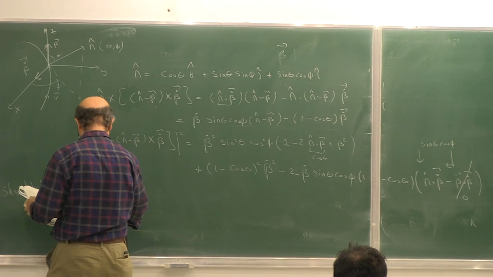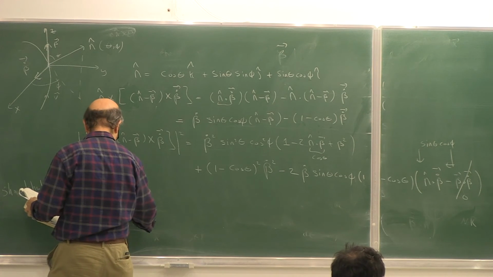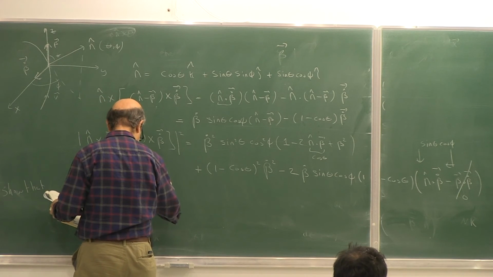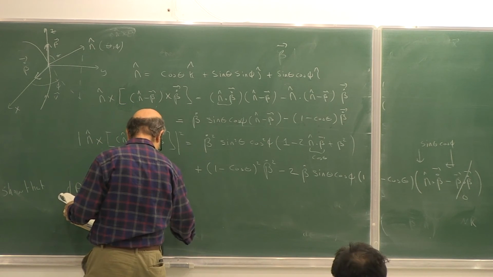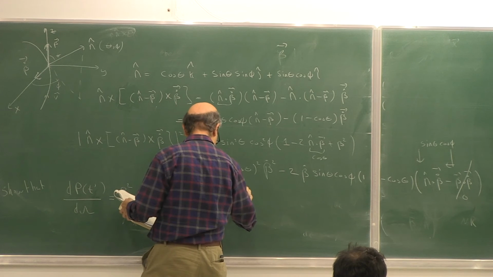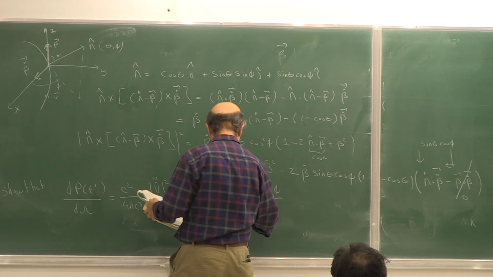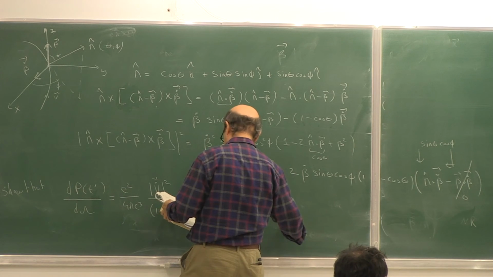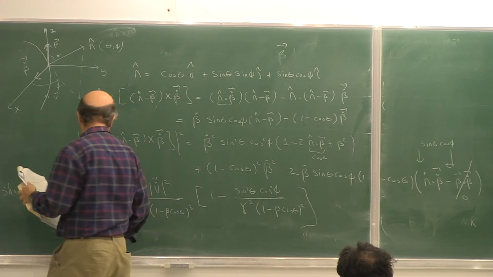So you will find the following result: e square over 4 pi c cube, square of the acceleration divided by 1 minus beta cosine theta cube, times 1 minus sine square theta cosine square phi over gamma square 1 minus beta cosine theta square. So it's a complicated function here.